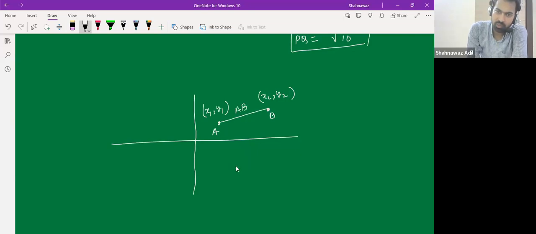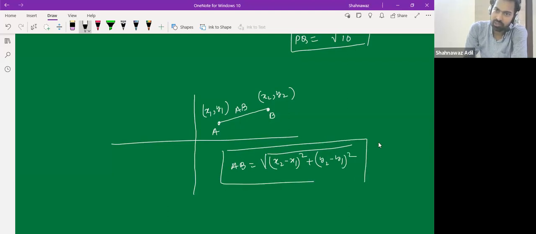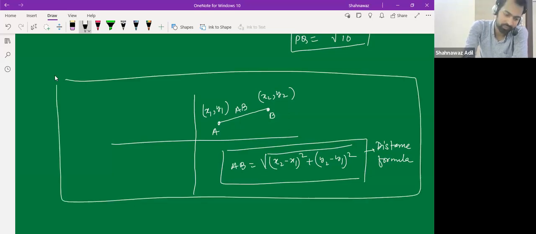So AB would be root of x2 minus x1 whole square plus y2 minus y1 whole square. This is called the distance formula. You guys please note it down, and then do some questions. So note down this part. If you have any doubt, you can ask. Quickly note it down, and if you have any question, guys, you can ask.